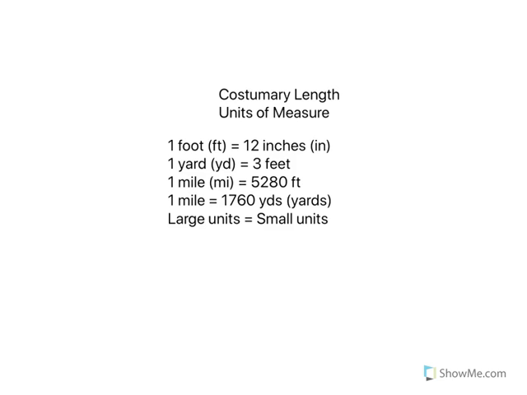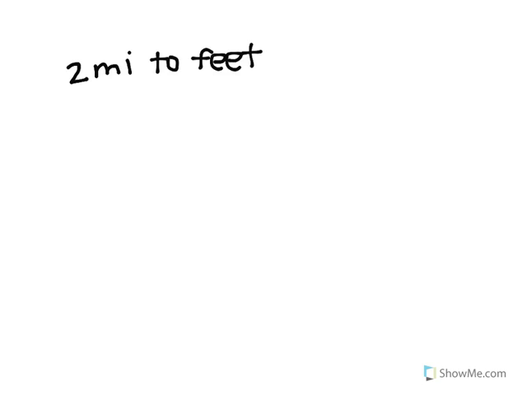Now we're going to do some example problems. If I have 2 miles, and I want to go miles to feet. It's so hard to write on this. I'm going to use my conversion from the previous page. So I know that 1 mile equals 5,280 feet. So I'm going to take my larger unit, 5,280 feet, and I'm going to multiply that by 2 miles.